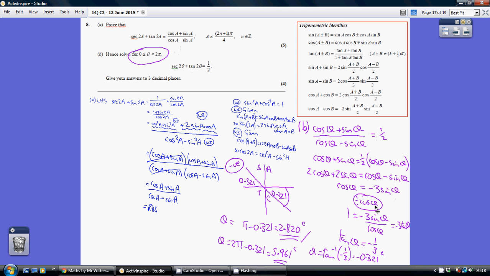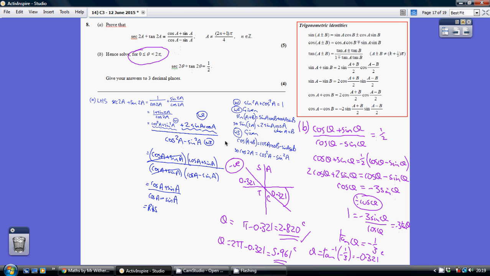Then dividing through by cos theta, I get 1 equaling minus 3 sin theta over cos theta, or in other words minus 3 tan theta. So dividing through by minus 3, tan theta equals 1 over minus 3. So popping that into my calculator, I get theta equaling inverse tan minus a third. Making sure my calculator is in radians, I get minus 0.321 as a solution.